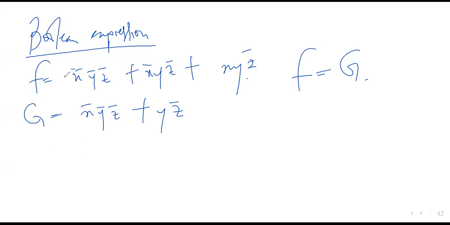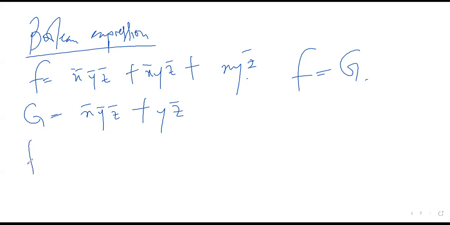Let me see, X, Y, Z, if I put Y Z bar. These two functions are the same, but their expressions are not the same. That is the thing with Boolean expressions. The expressions cannot be the same, but they represent the same values of the same function. This is mainly because of the simplifying we can do using the laws we have.